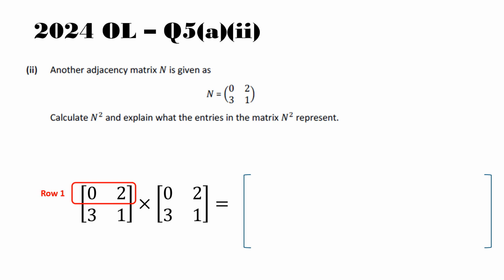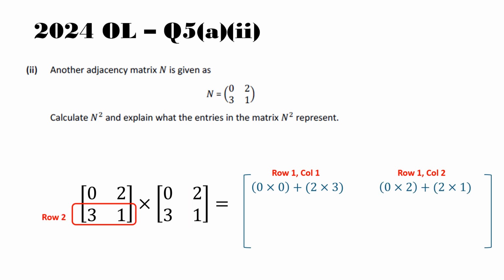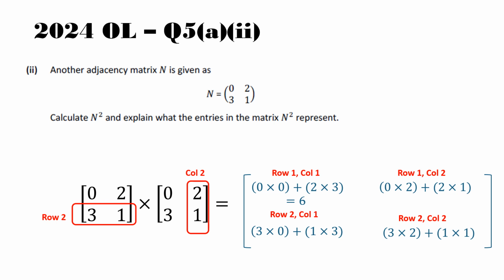To get our answer, we're going to work with row 1, column 1. That's going to give us 0 by 0 plus 2 by 3, which gives us our 6. Then we do row 1 by column 2. That's 0 by 2 plus 2 by 1. Row 2, column 1 gives me 3 by 0 plus 1 by 3. And then finally we have row 2, column 2, 3 by 2 plus 1 by 1. That gives us our 6, 2, 3, and 7. So that's our answer for N squared.